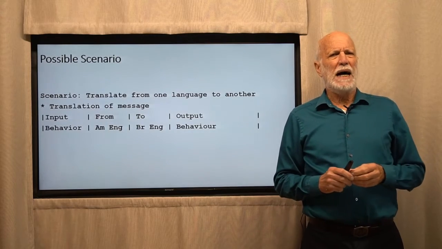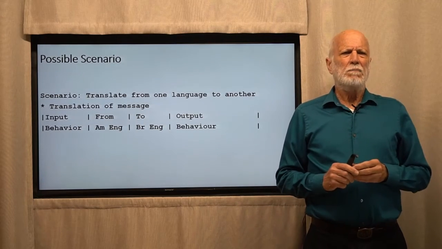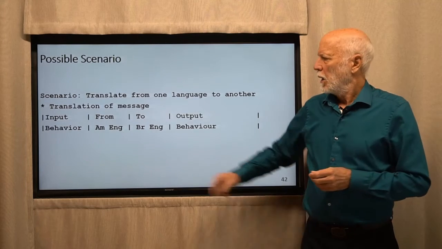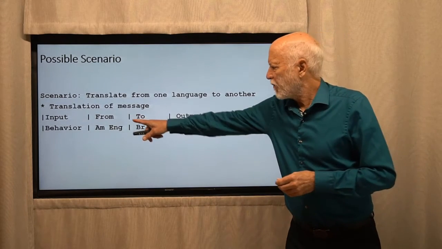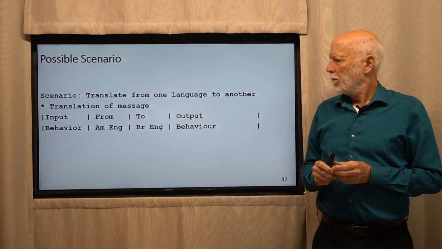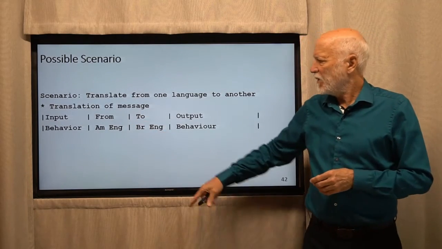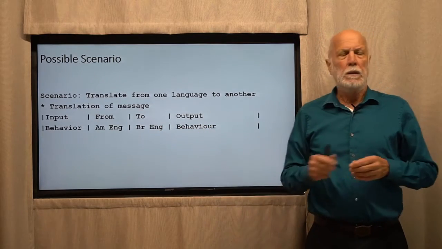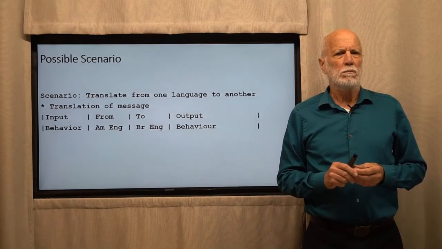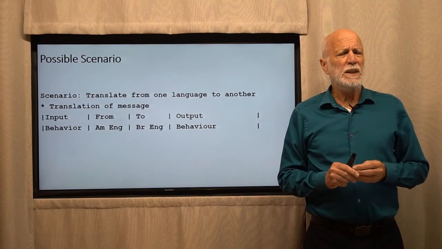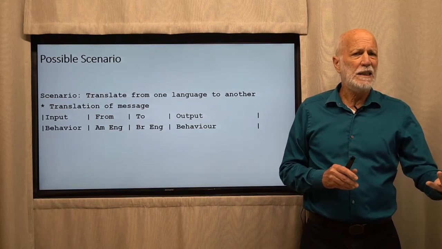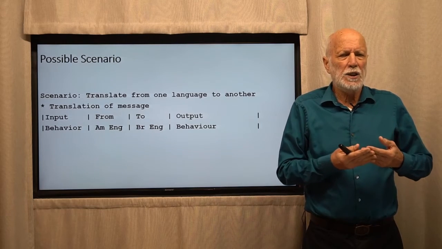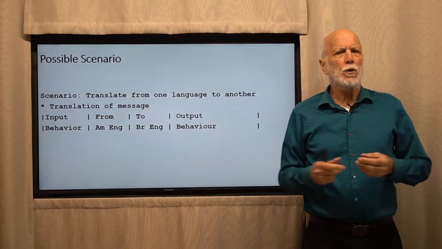Well, welcome back. Here's a possible scenario to translate from one language to another. We have an input, a from, a to, and an output. So the input is behavior, the from is American English, the to is British English, and the output is the British version. That's a business rule. We don't have to have a tweet, an action. We're simply taking a translation and making sure it's correct.